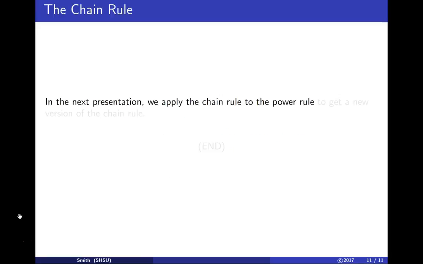In the next presentation, we apply the chain rule to the power rule to get a new version of the chain rule.